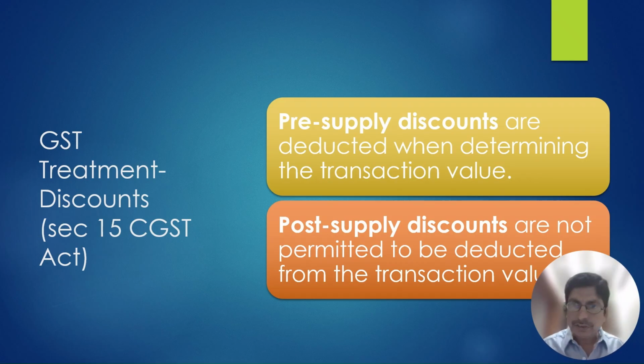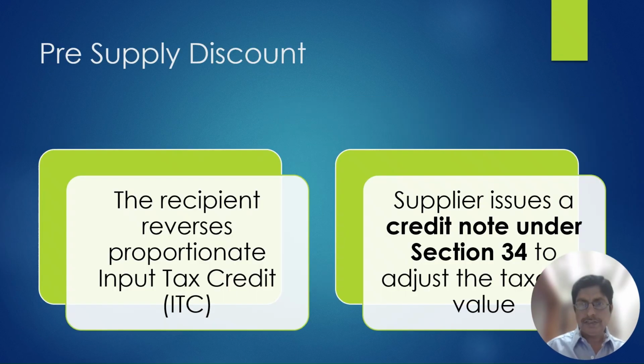GST is a destination-based consumption tax. The incidence of tax is ultimately borne by the end consumer. In case of B2C transaction, it is already passed on to the customer. There is no question because the buyer, the ultimate consumer, cannot reduce the input tax credit. So there is no question of reversal of GST liability of the supplier. Okay, have you understood this? Now let's see the next part.